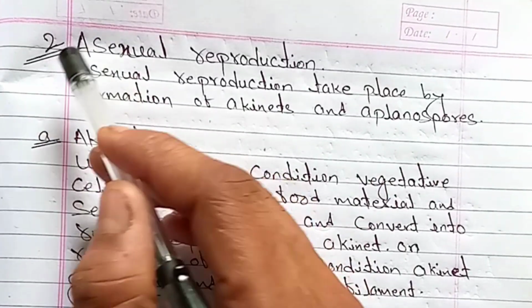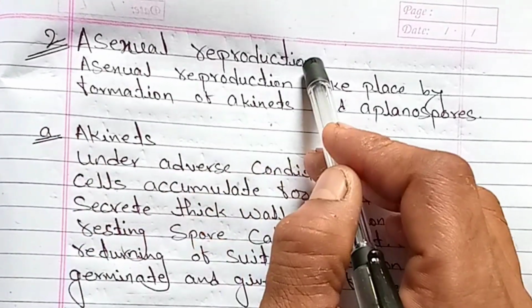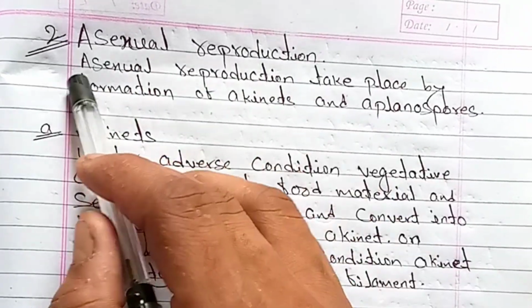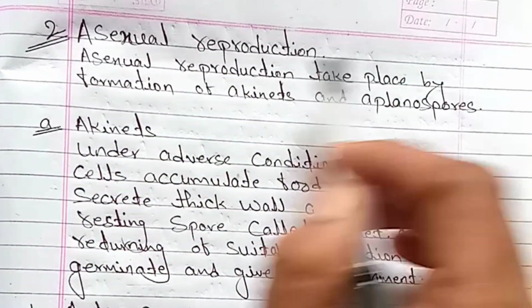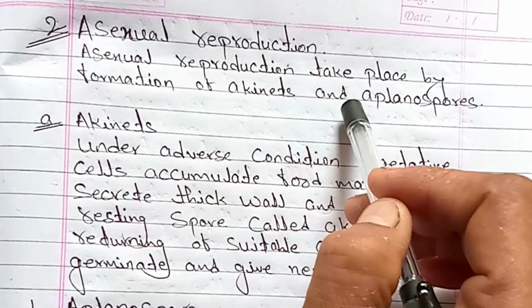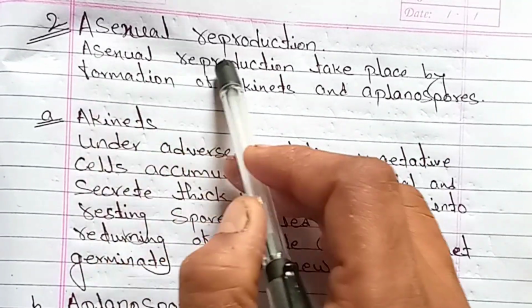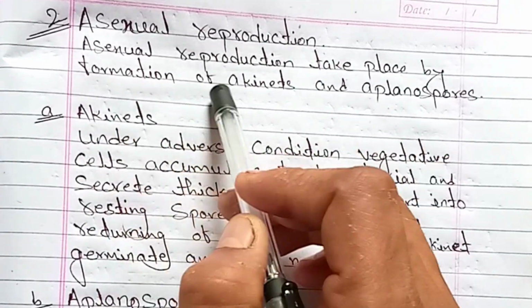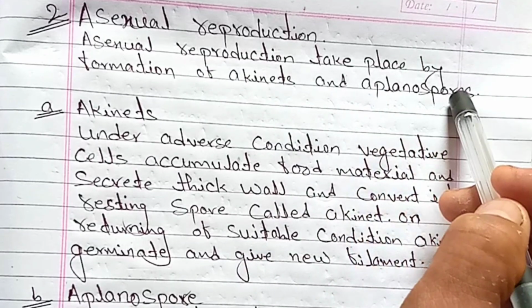Point number 2, asexual reproduction. Asexual reproduction takes place by formation of akinete and aplanospore.